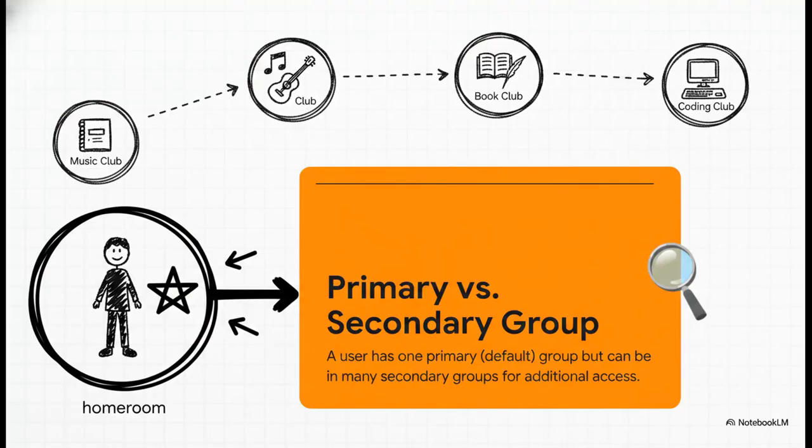Now, here's where it gets interesting. Every single user belongs to one primary group. That's kind of their default home base. But they can also be a member of a bunch of secondary groups. You can think of it like this. Your primary group is your main department, but the secondary groups are all the special project teams you're on. Each one gives you different permissions.